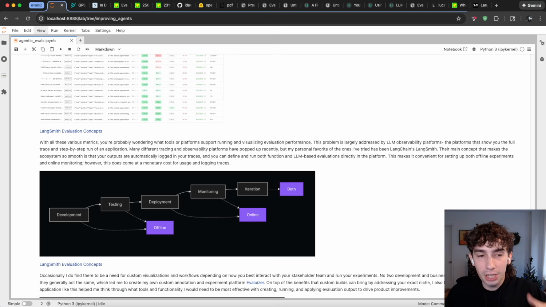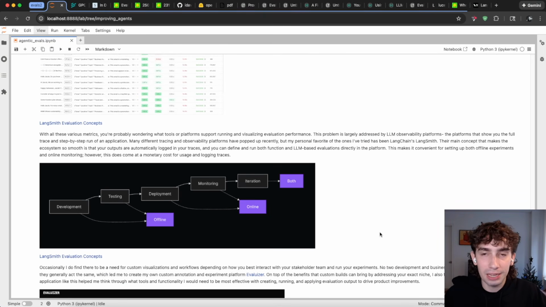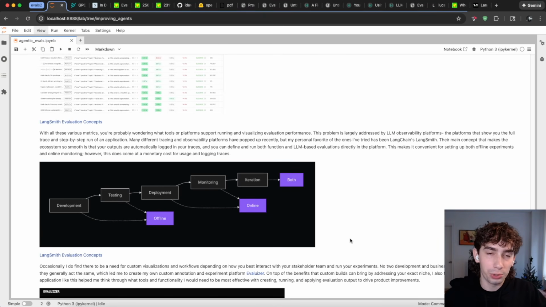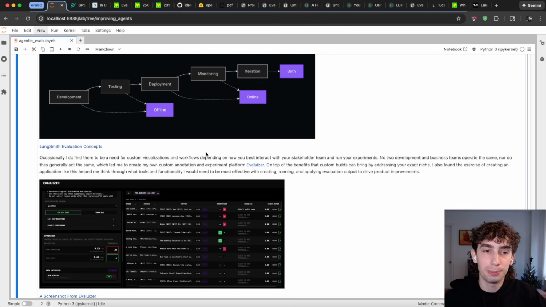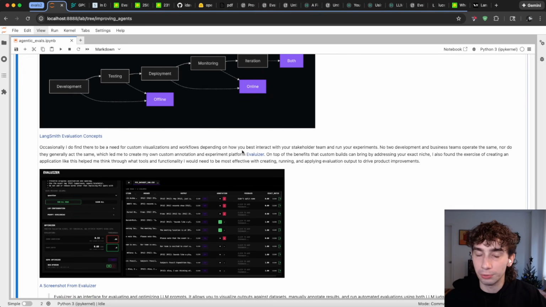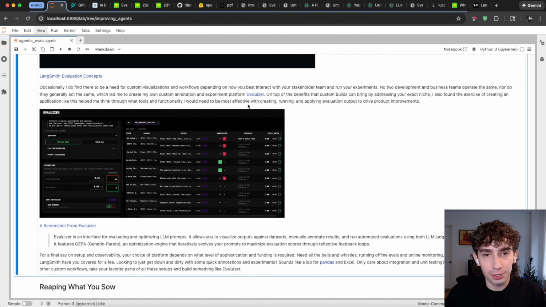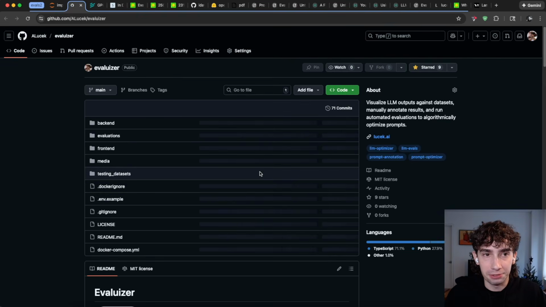They do, however, come at a price, generally based on the number of traces that you are storing or pushing to their observability platform. Something else that I've seen and participated in is that occasionally it can also be useful to build custom visualization and workflow tools, depending on how you best interact with your data as well as your stakeholder team to run these experiments. For example, I've built and open sourced this platform called Evaluizer.